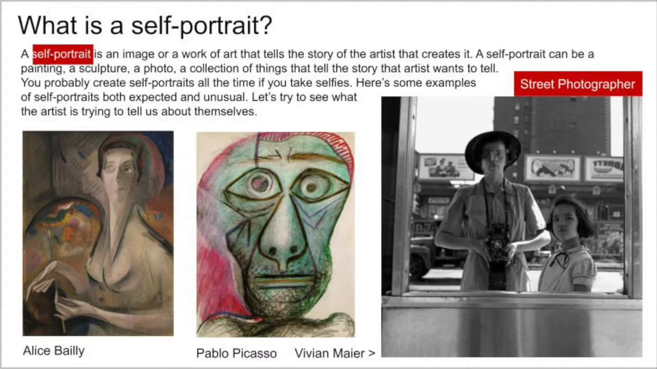Next, we see photography by an artist named Vivian Maier. She was employed as a nanny and would walk the streets of New York, taking thousands of pictures of people and sometimes herself. She is known as a street photographer.